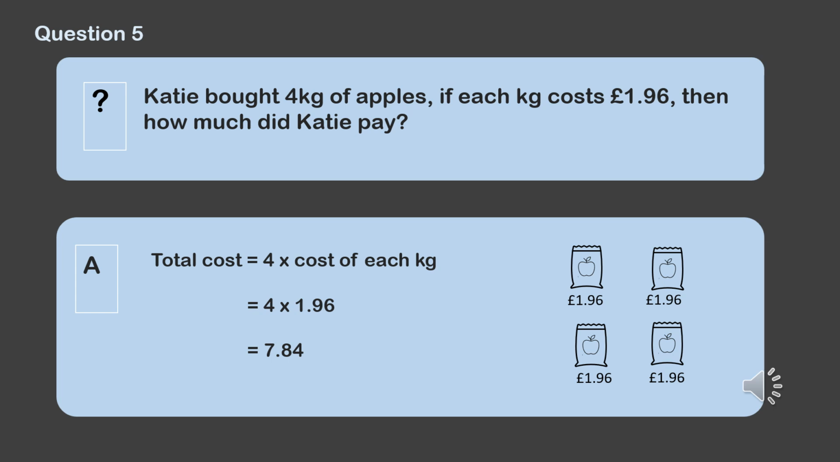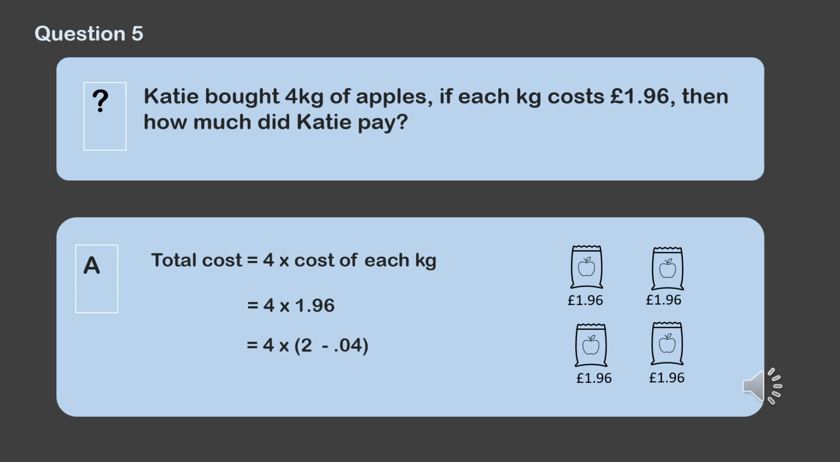But the trick here is how can I get to the value £7.84 in the minimum time? Now I know £1.96 also equals £2 take away 4p, which means 2 take away 0.04. Now you can replace £1.96 by a bracket that includes 2 take away 0.04.